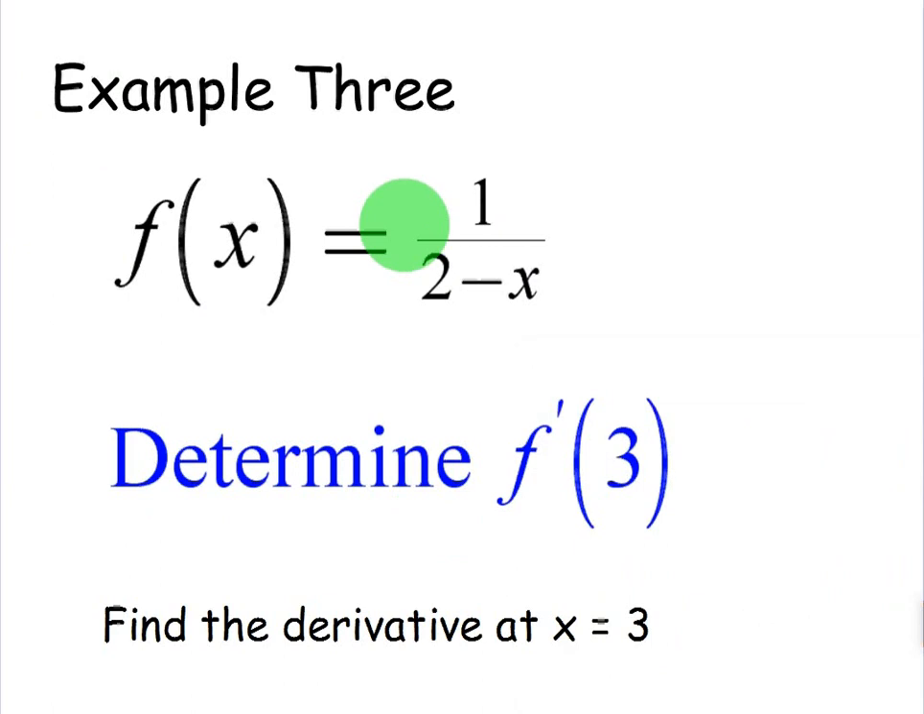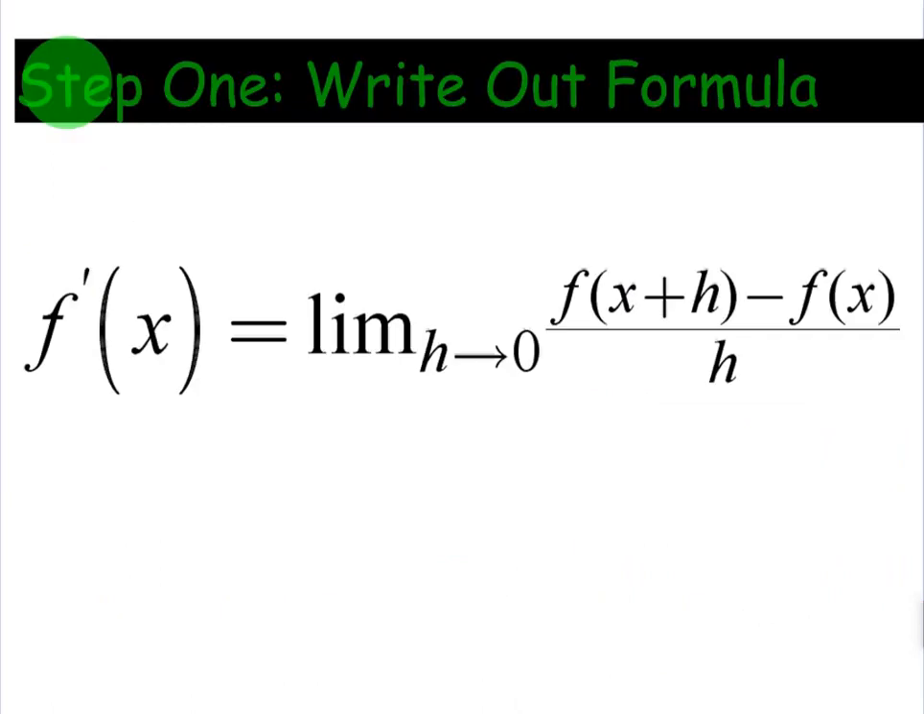We use the same steps as we learned in the previous examples. First thing we're going to do is write out the formula, which is called the definition of the derivative, which involves the difference quotient. F prime of x equals the limit as h approaches 0 of f of x plus h minus f of x all over h.